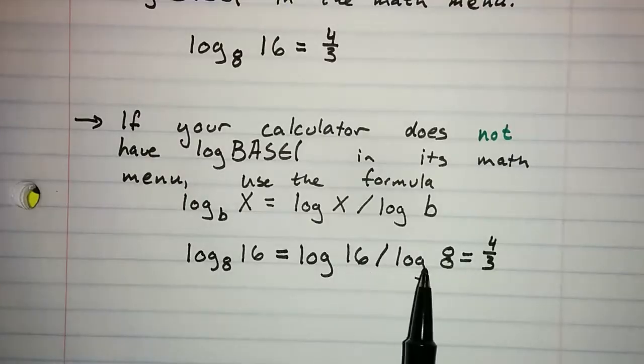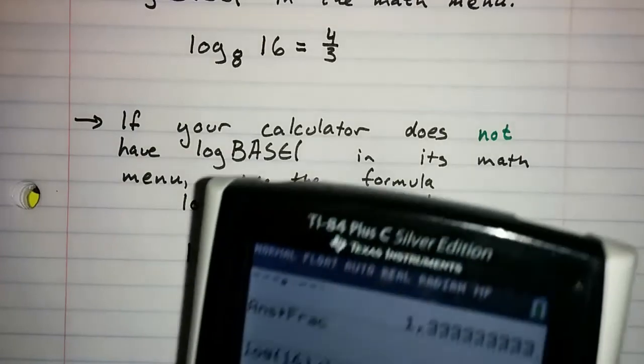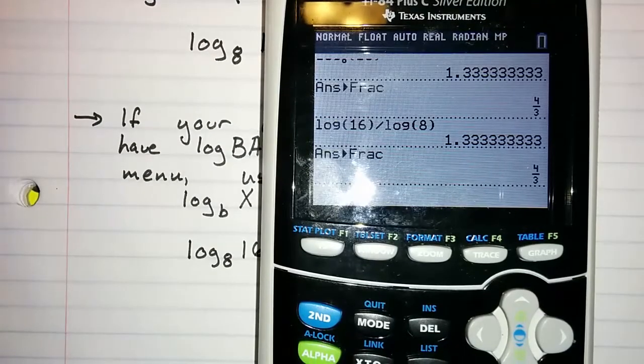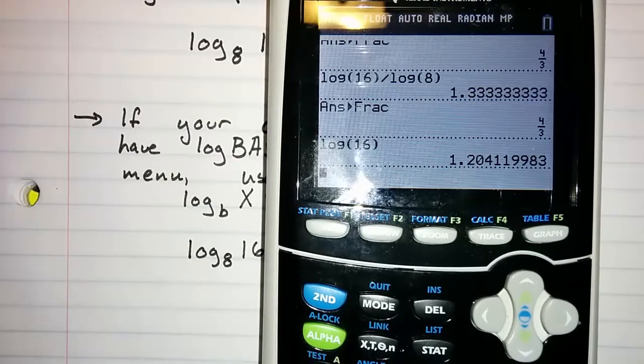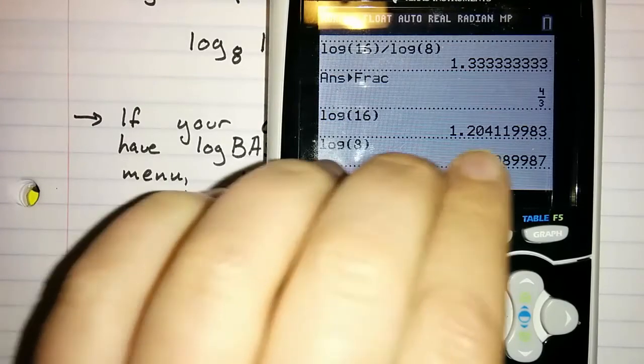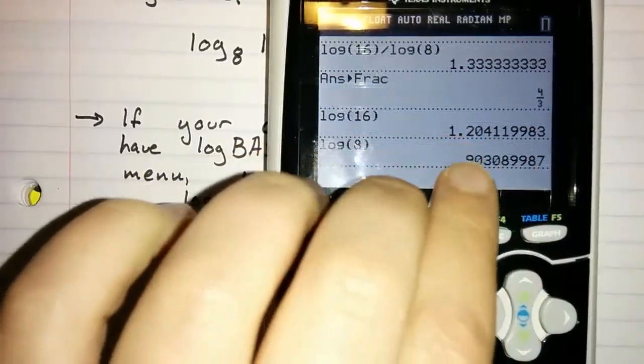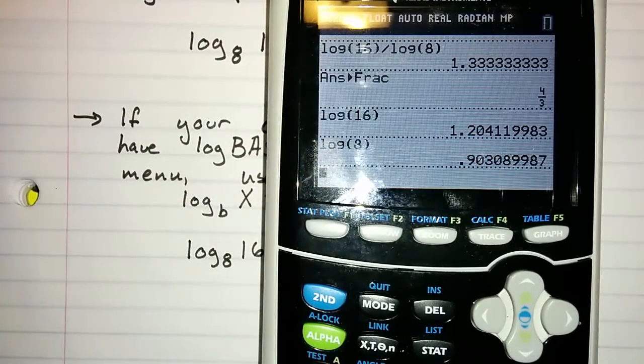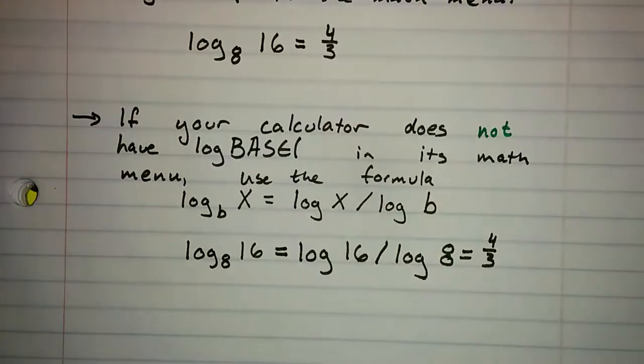Notice I don't want to take each of these logs separately, right? The common log of 16 is some horrible decimal. The common log of 8 is some horrible decimal. I don't want to copy out these two numbers and then divide them. I want to put the whole thing into my calculator at once.